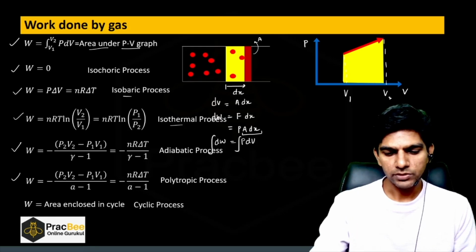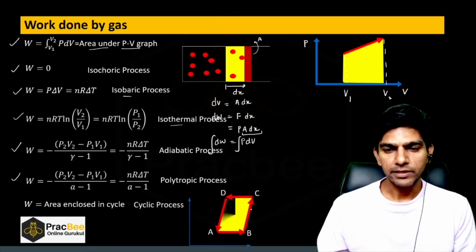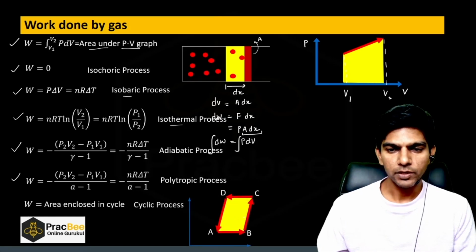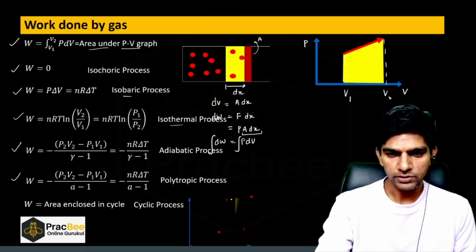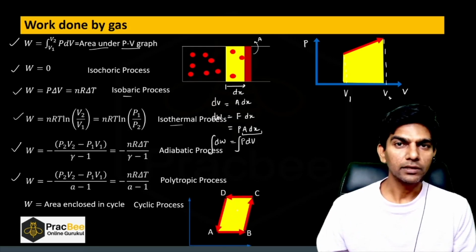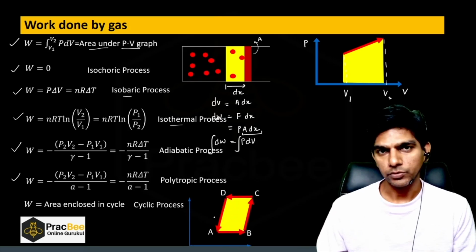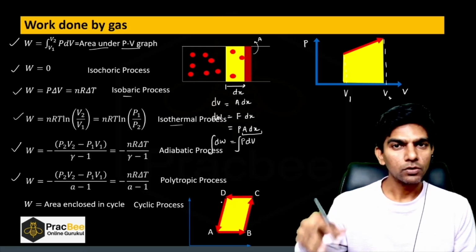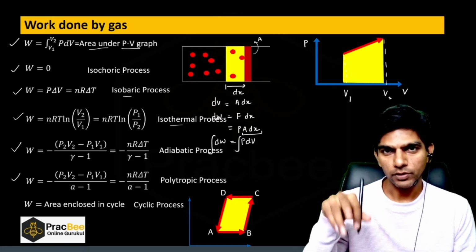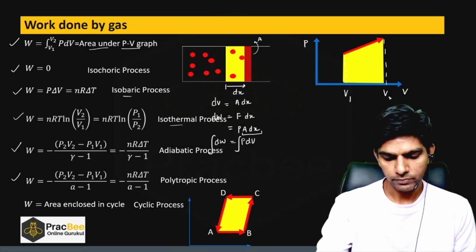And for a cyclic process, the work done will be given by the area enclosed. Can you see this shaded area? The yellow area, this is the work done in the cyclic process. If we have a counterclockwise cycle, the work done will be negative. If we have a clockwise cycle, the work done will be positive.